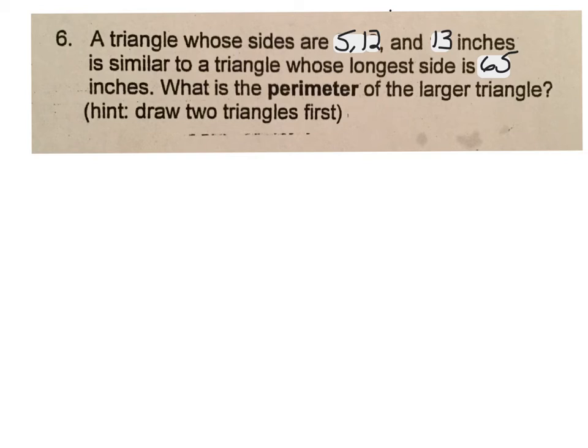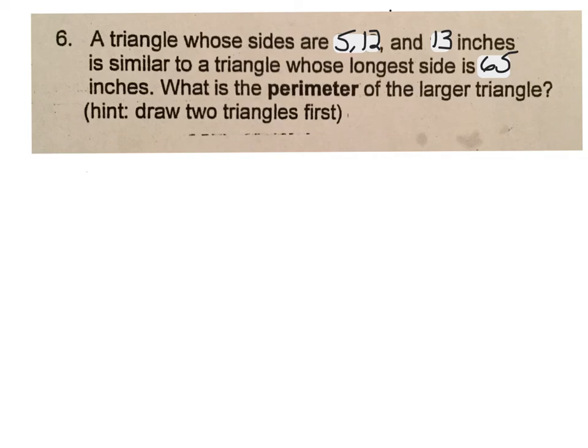This is a triangle, so I need to draw triangles with side lengths 5, 12, and 13 to a similar triangle whose longest side is 65. So the longest side of 5, 12, and 13 is the 13. And it's saying the longest side of the larger one is a 65. But this is where the trick is. It's asking for the perimeter of the larger one. Well, if you remember, the perimeter says adding up all the sides. So I can't find it until I have those other two sides. So let's figure this out and draw out the triangles first.